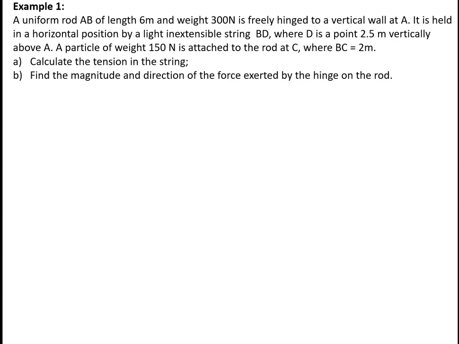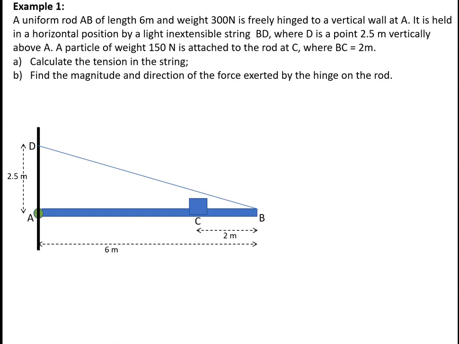So we need a diagram clearly to start with. So there's my diagram. First, there's a little bit of trigonometry that we can do, because we're certainly going to need some angles when we come around to doing some resolving. So if we call the angle theta the angle between the rod and the string, then we've got tan theta is 2.5 divided by 6, so theta is 22.62 degrees.